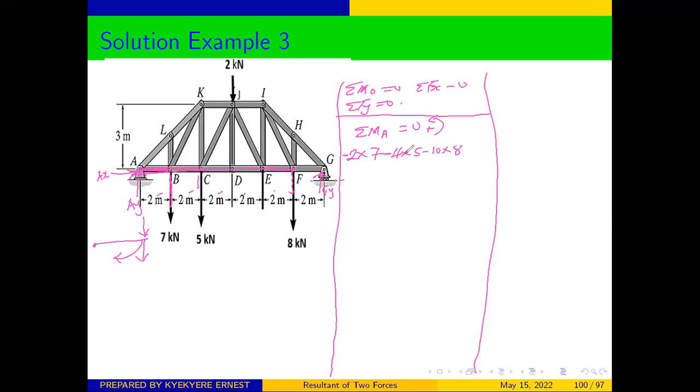And then we pick the last force, which is up there. Up there we have 2 kilonewtons. And therefore, let's see how we are going to do our analysis.